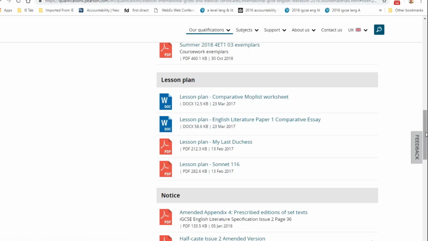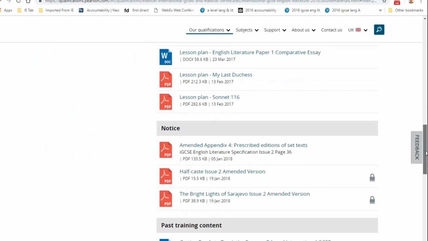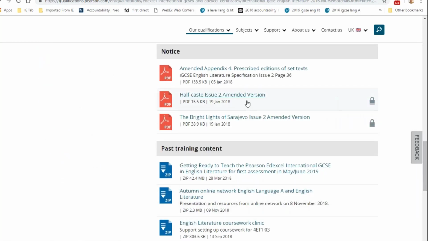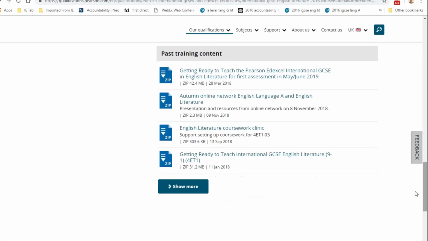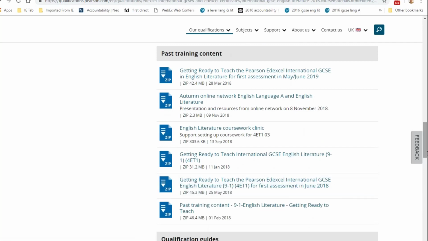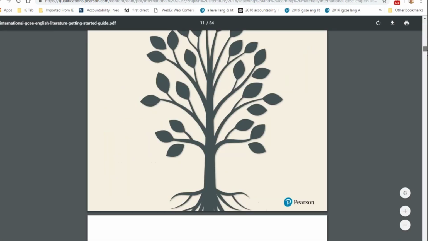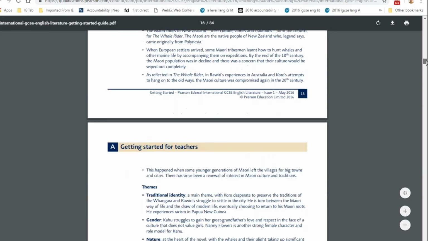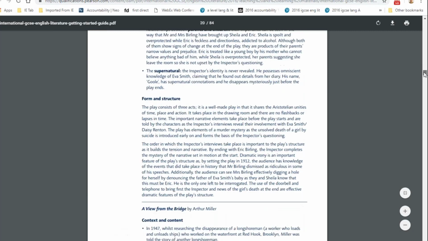And then I think I'm right in saying that in the Getting Started guide, you've also got a couple of lesson plans for individual poems here. Have we got the poems here or have we not got the poems here? We've got the texts.